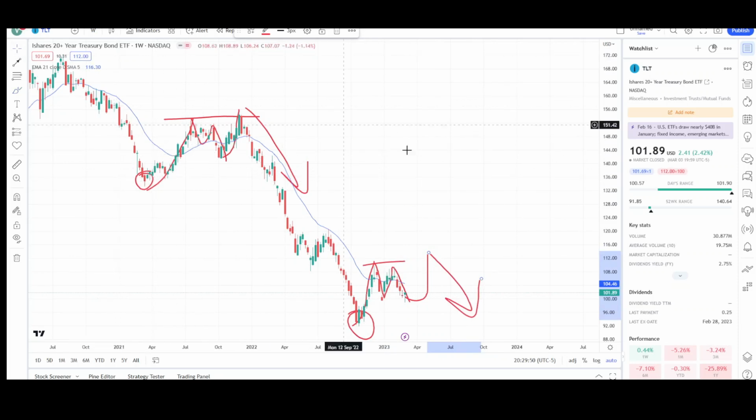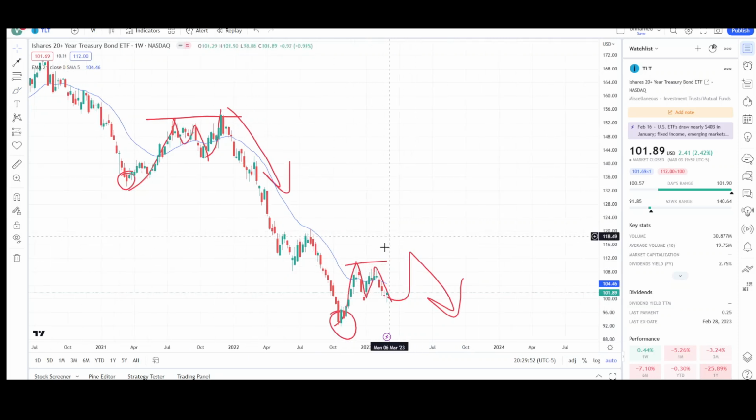This is known as a repeating pattern. So what I'm trying to say is that we could see the same thing occur. And as of right now, it's looking kind of bullish for TLT. So that's all I have for this week.